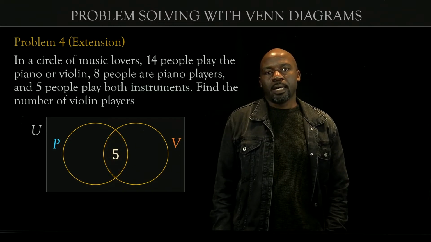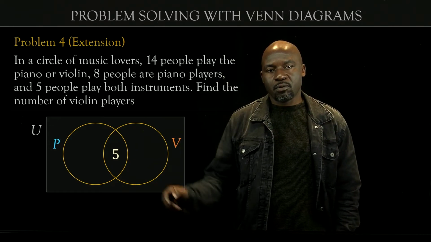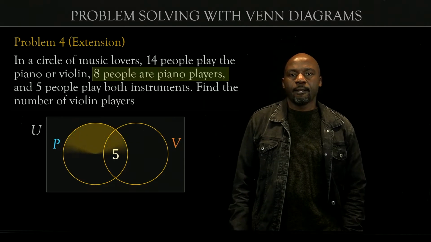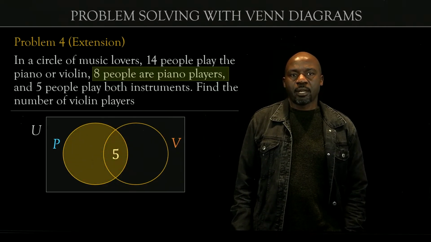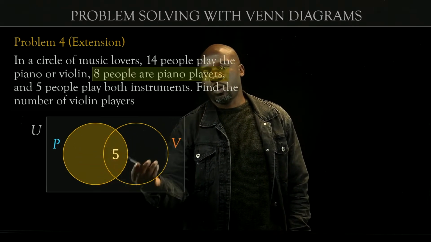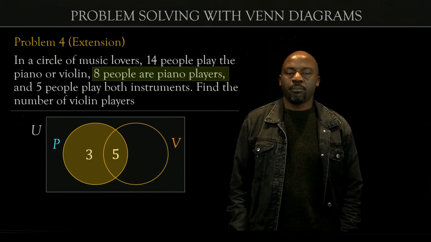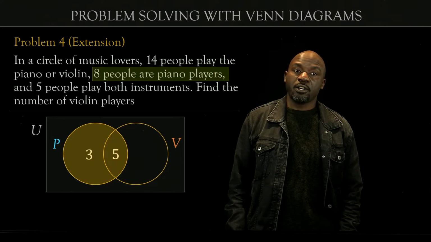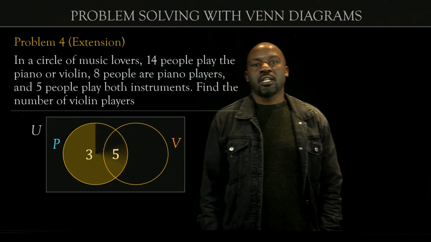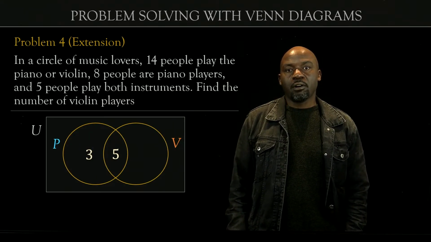Okay. Next, we are also told that 8 people are piano players. So who are the piano players? Piano player is this first circle there. That's the first set. 8 people are piano players. So if the total inside that circle is 8 and we already have 5 in there, then that leaves us with only 3 who play piano but not the violin. All right. But then we are told that 14 people play the piano or violin.